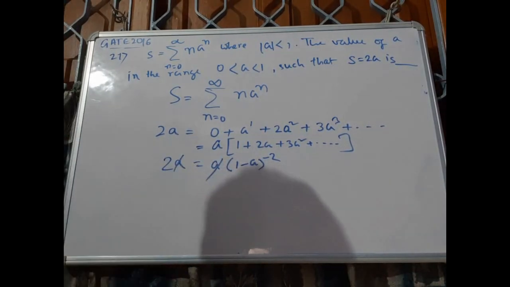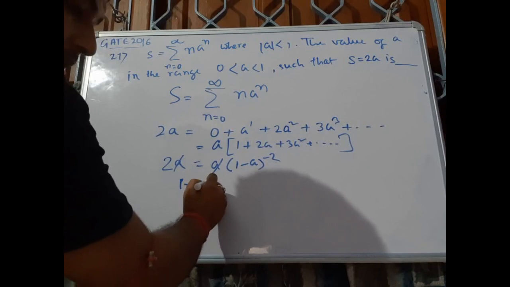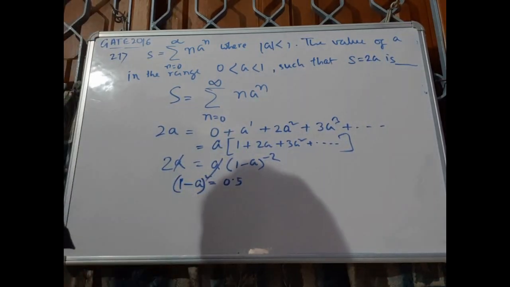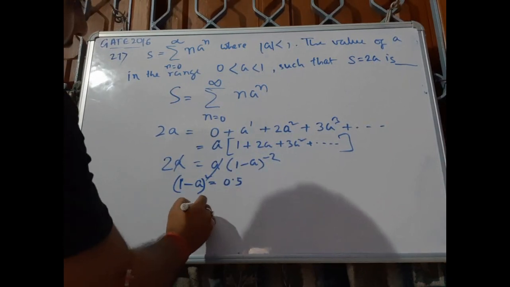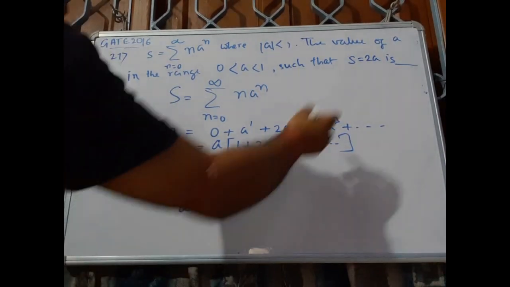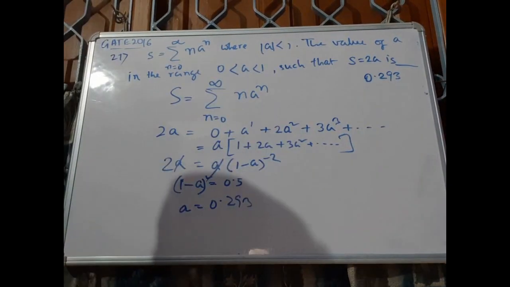So if I cancel the a, we have 1/(1 - a)² equal to 2, so (1 - a)² = 0.5, and a is 0.293. So the value is 0.293. So this is the required solution.